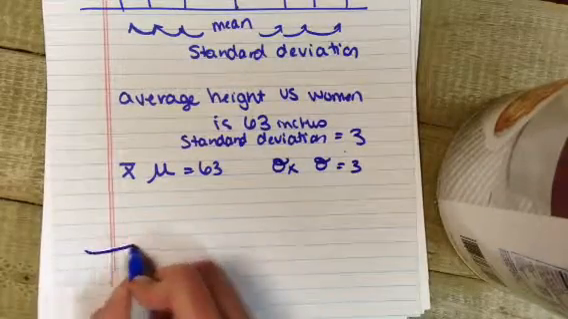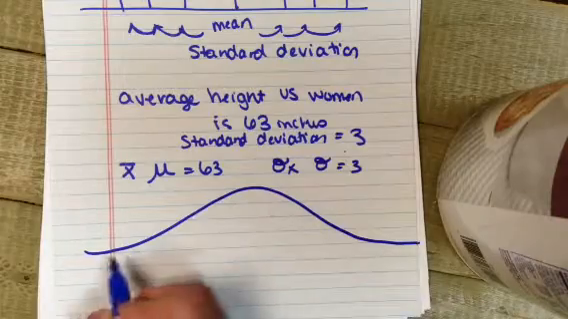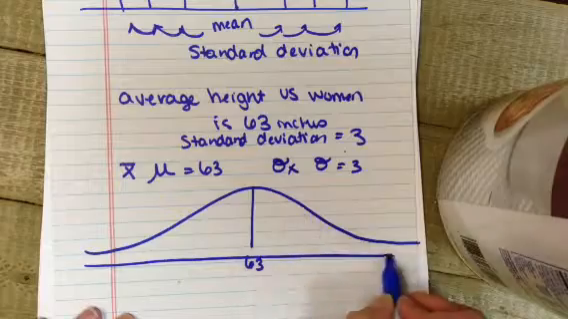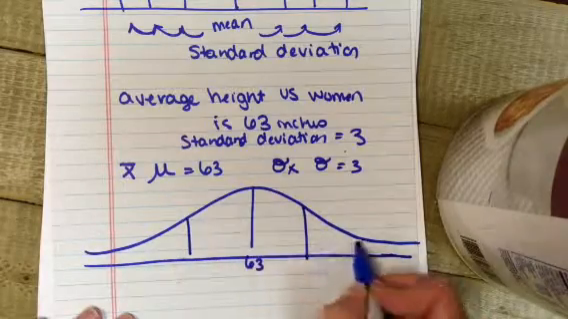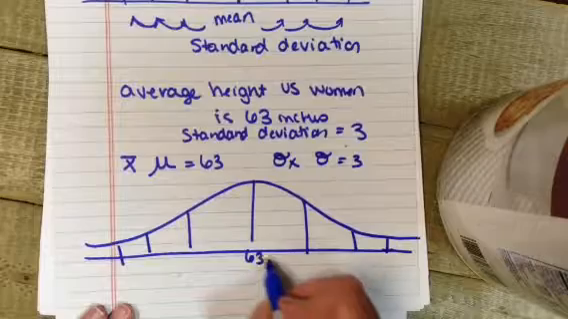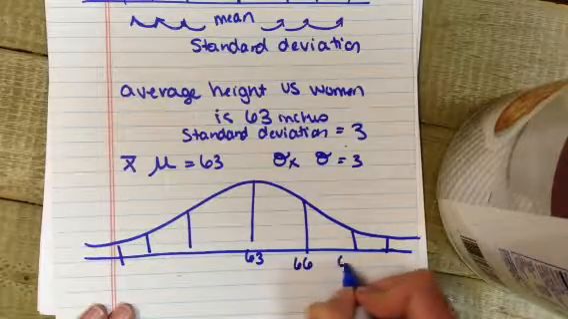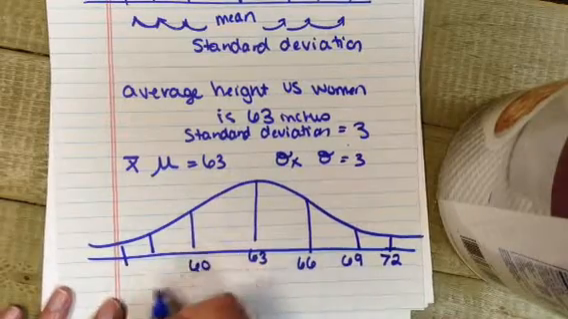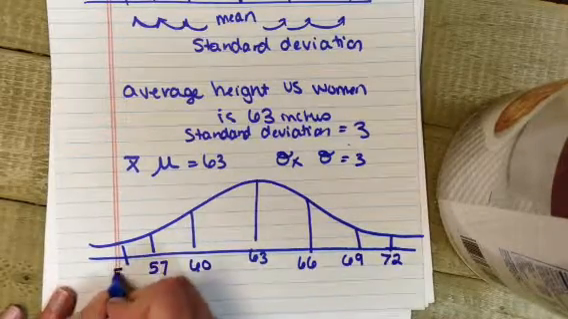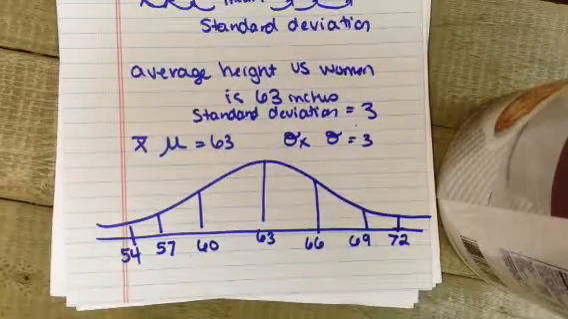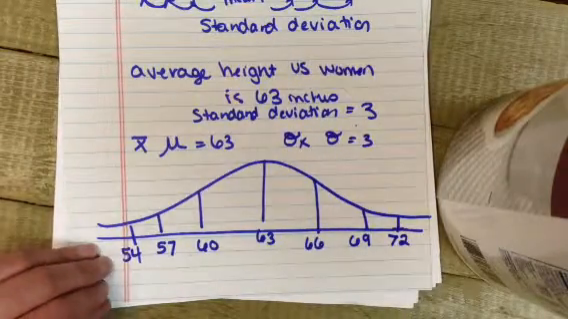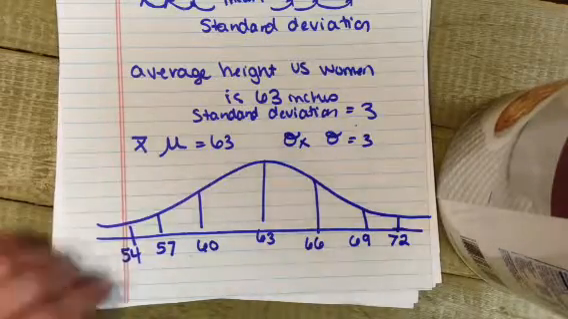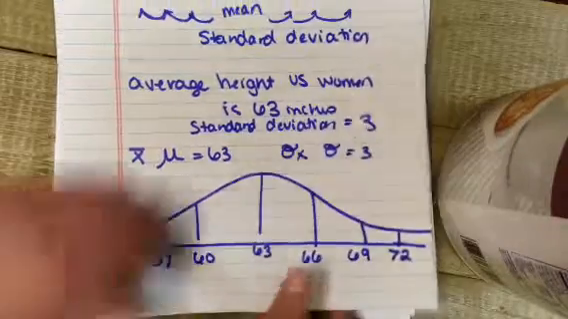So to create our bell curve, we draw our bell. This is going to be 63. And now every time we move up and down our bell curve, we have to go by 3. So I'm going to add 3, and add 3. And then I would have to subtract 3, and subtract 3. So that gives you your bell curve. You don't have to create a bell curve to answer the following questions, but it's nice. Looking at the bell curve gives you an idea if your answers are correct.